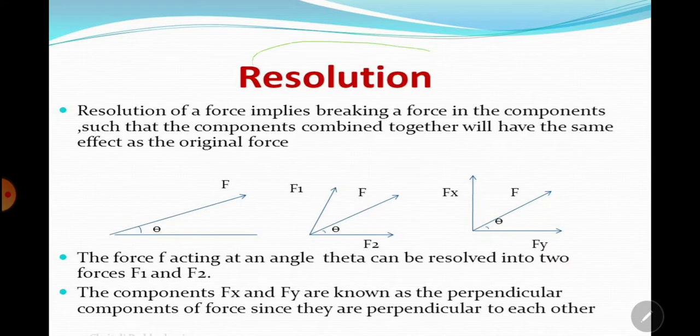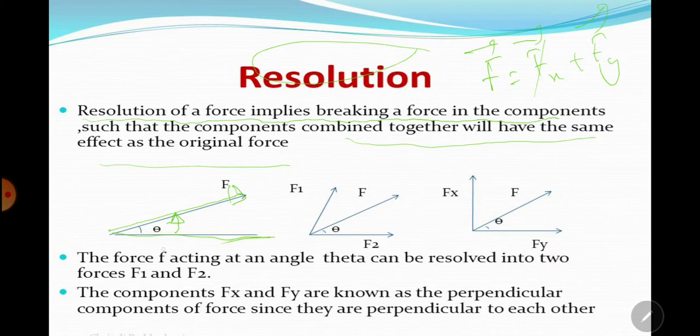Now resolution of forces in detail. Resolution of a force implies breaking a force into components such that the components combined together will have the same effect as the original. For example, F is equal to Fx plus Fy. This is the vertical component, this is the horizontal component. So here a force is given. It makes an angle theta with the horizontal axis.